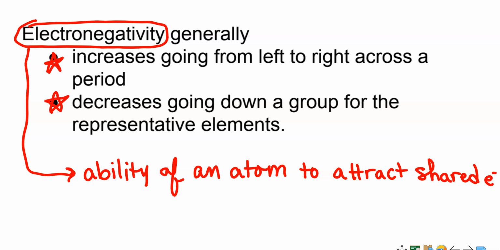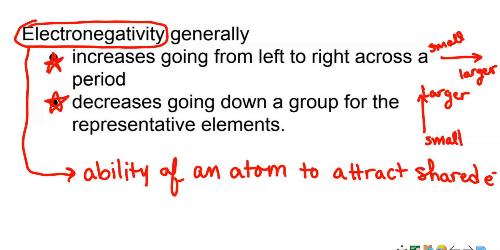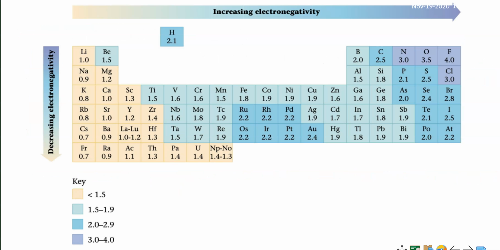Remember, there are patterns on the periodic table that we call trends. The first one is that it increases going from left to right. So it goes from smaller to larger as we go across the periodic table. And it decreases going down. So down a group, we have larger to smaller. And as we can see here, there is sort of a pattern.